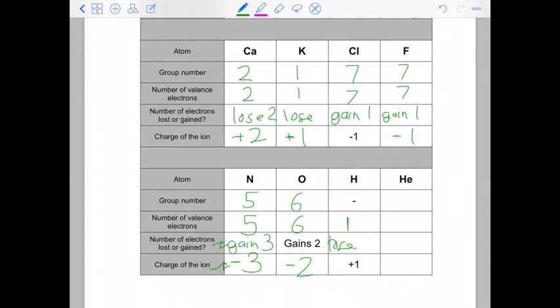And helium is in group 0, which doesn't mean it has 0 electrons in its outer shell. It only has 2. So it will not gain or lose any electrons. So it will have a neutral charge, or it will not form an ion.